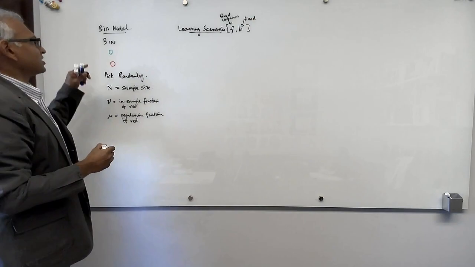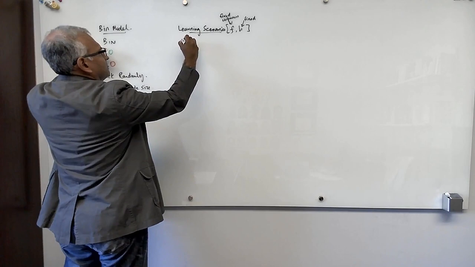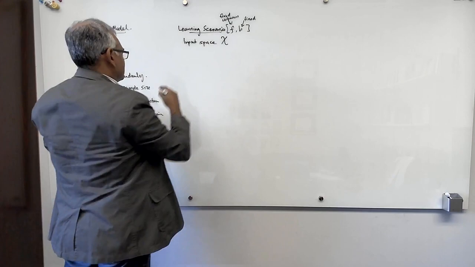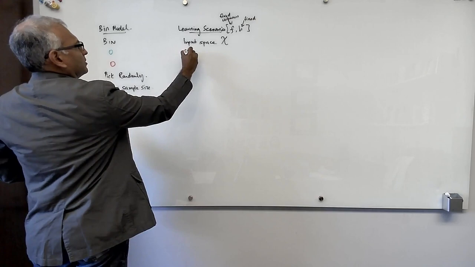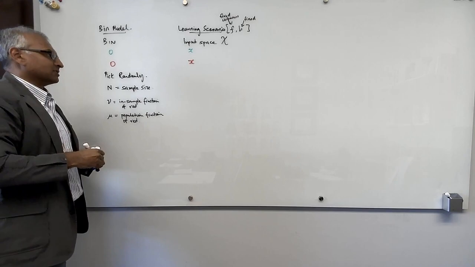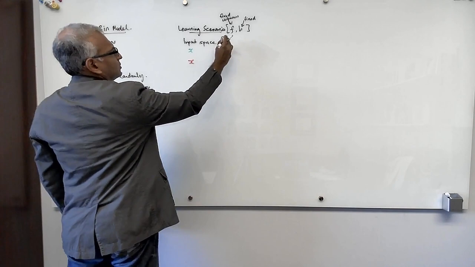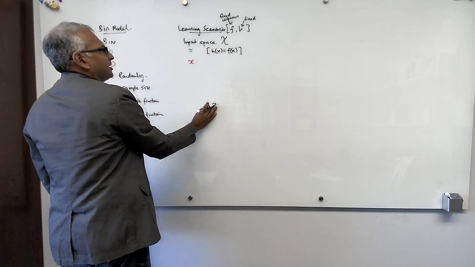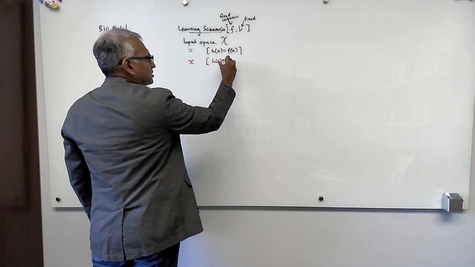Now, what's the equivalent of the bin in the learning scenario? It was the input space, let's call it script X. Similar to red and green marbles, we had green and red x's. Now what does that mean? In the learning scenario, a green x is one where my hypothesis agrees, so h of x equals f of x. And for the red x's, my hypothesis does not agree, so h of x is not equal to f of x.